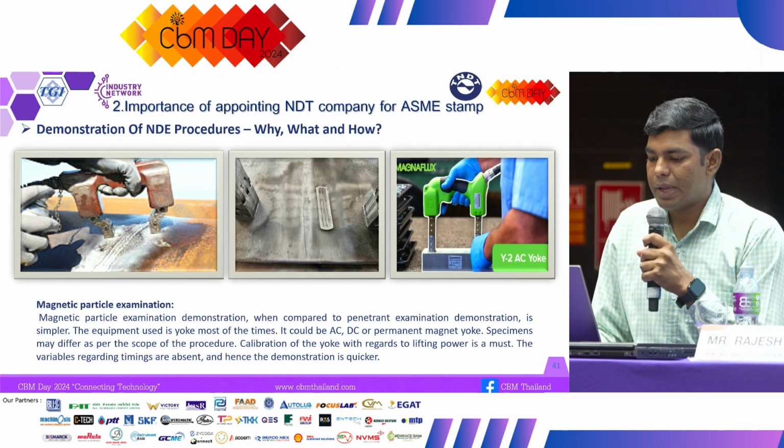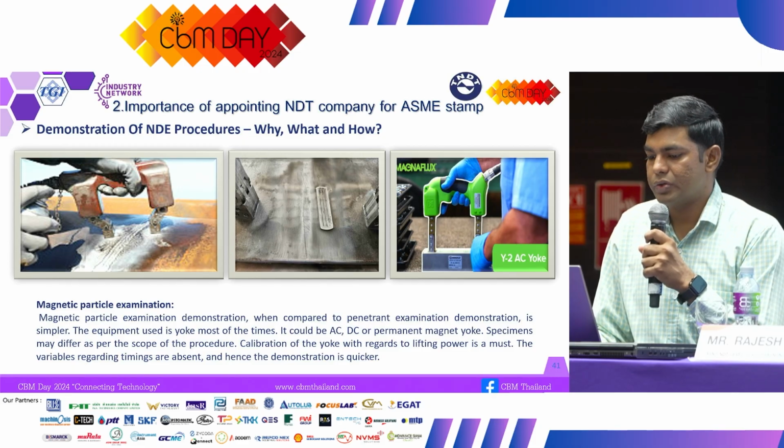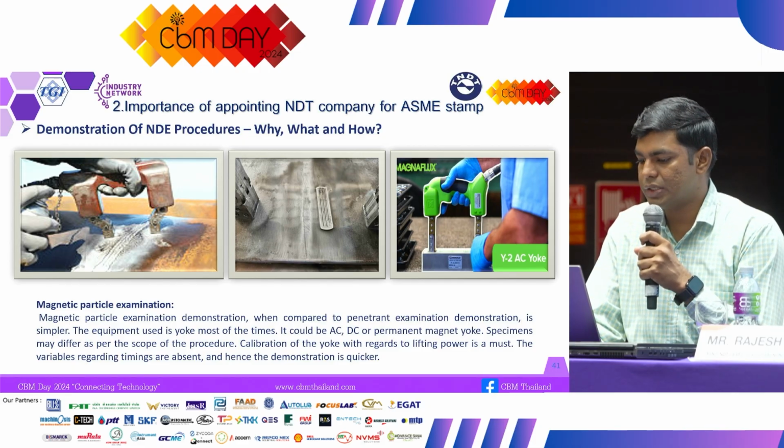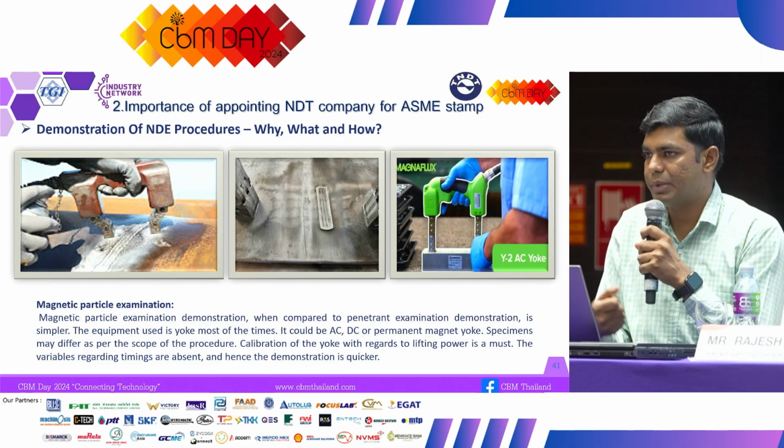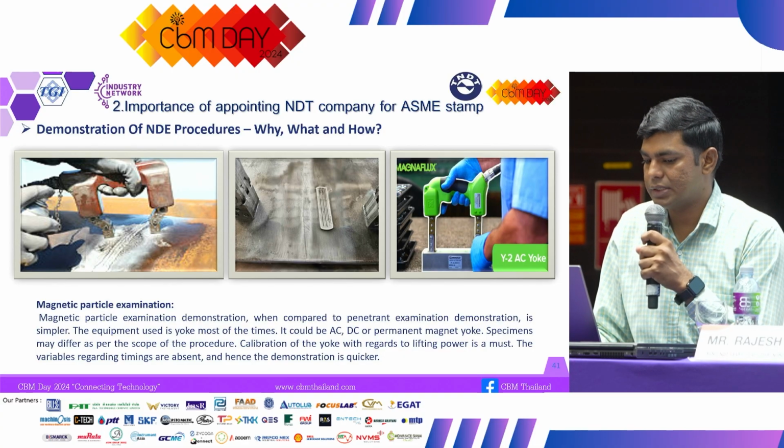Demo for MPI, magnetic particle demonstration, is very easy. Normally we use the yoke method, using ink, with an AC or DC yoke. So we only check the lifting power capacity and can find indications. These are surface methods.